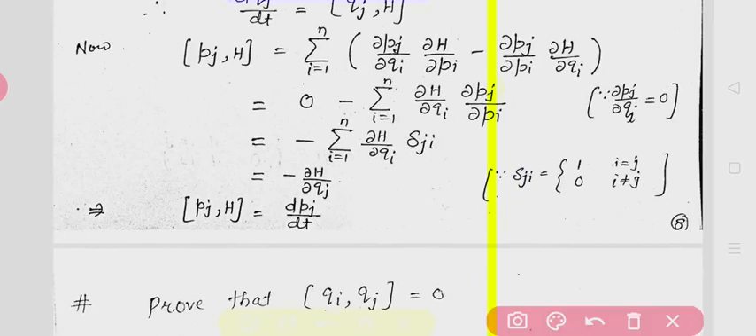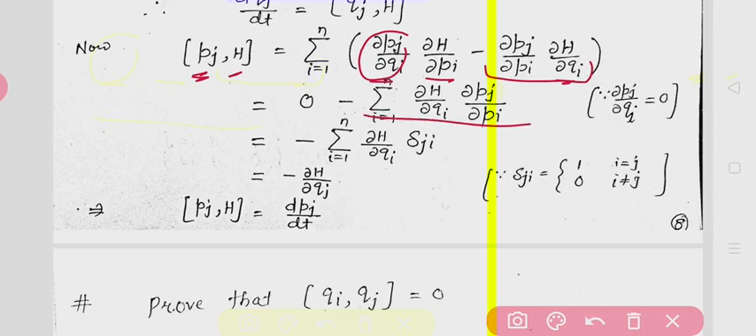So what will it be? The first partial derivative with respect to qi and of second with respect to pj, minus partial derivative of first with respect to pi and of second with respect to qi, summation i varying from 1 to n. But pj, pi and qi are all independent, so this partial derivative will be 0. If this is 0, we are left with only this part.